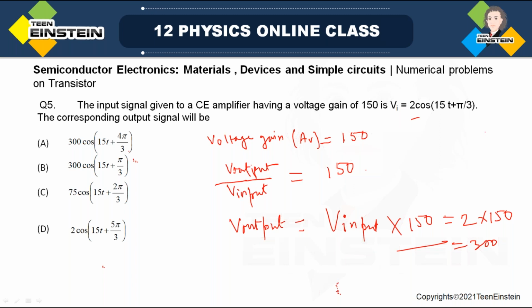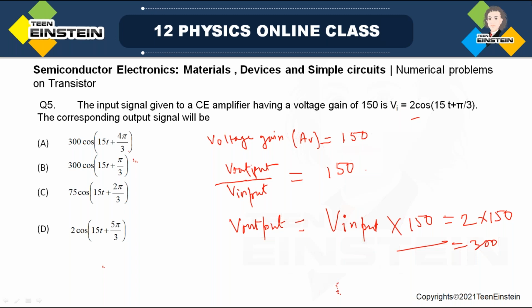We know the output also varies as a cosine function, but you have to find out whether there is any change in the argument of cosine. Answer is yes, there is a change in the phase. In case of an amplifier, always the amplified signal will be out of phase by pi. Output will be always pi phase away, or pi phase ahead. There is a phase difference of pi in a CE amplifier between input and output voltage.